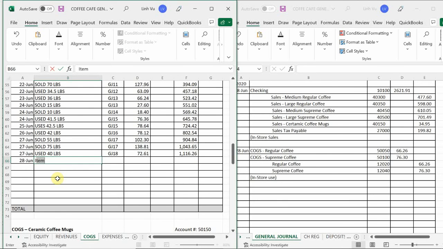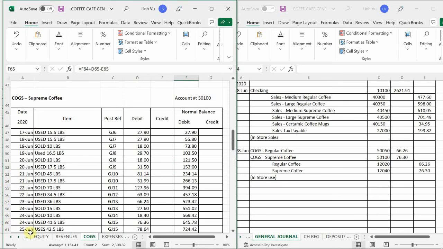And then for the Supreme coffee, it's 628, 40 pounds used, page 19, 76.30. That gives me 1,192.56. Good. 1,192.56. Yes.